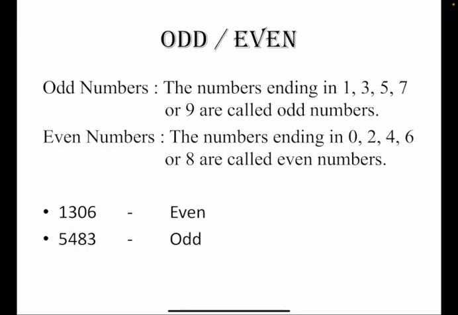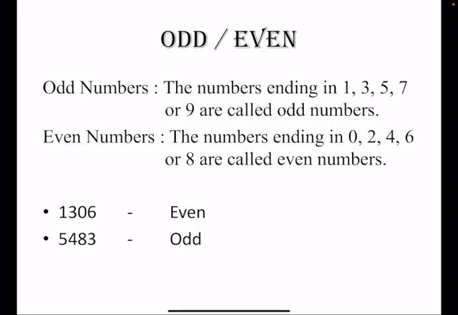Children, however big the number is, in a fraction of a second you can identify whether it is odd or even. How? You have to just take a look at the ones place. Just see the digit at the ones place. If the digit at the ones place belongs to the odd numbers group 1, 3, 5, 7 or 9, the whole number will be odd. And if the digit in the ones place is 0, 2, 4, 6 or 8, the whole number will become even.